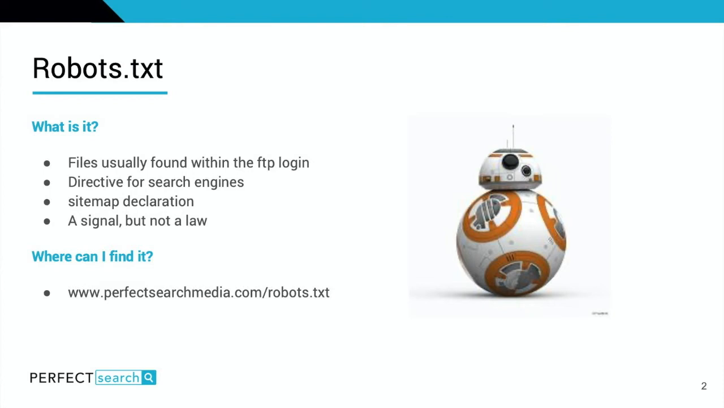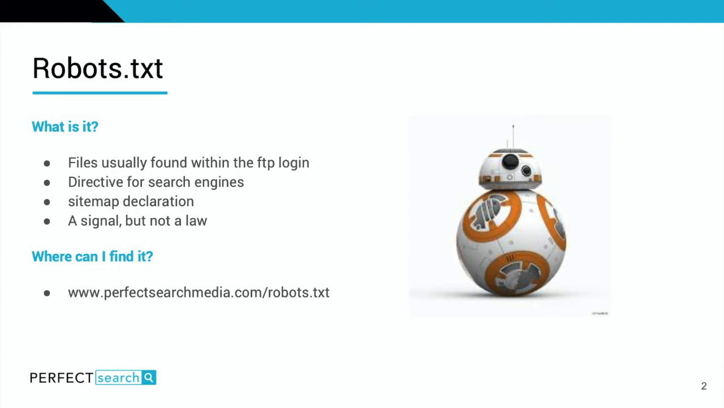So a Robots.txt file is a text file that webmasters create to instruct search engine robots how to crawl pages on their website. It's a file that's usually found within the FTP login. Essentially, on the CMS, you would upload it to the FTP folder. It's a directive for search engines that gives them instructions on what pages to crawl and what pages not to crawl. Usually within the Robots.txt file, there will also be an XML Sitemap Declaration, which we'll cover later, but that's usually an important part of it.